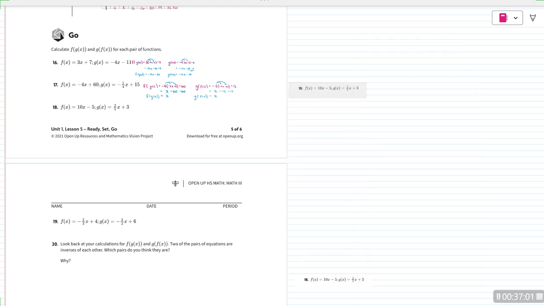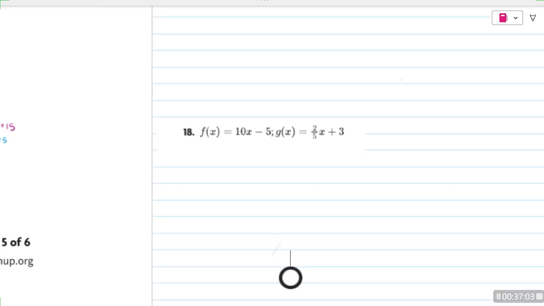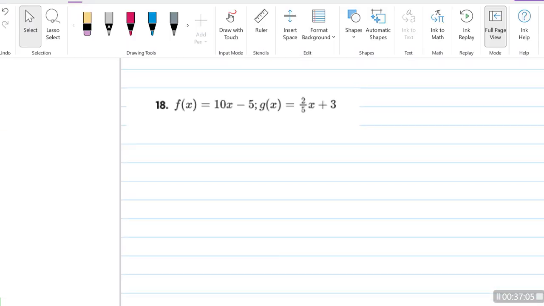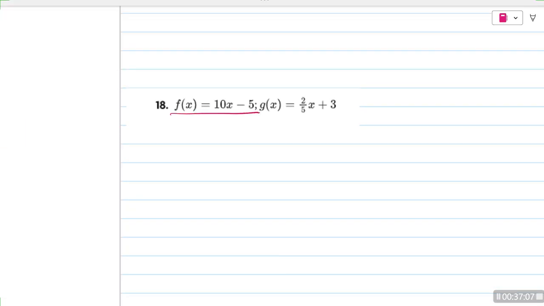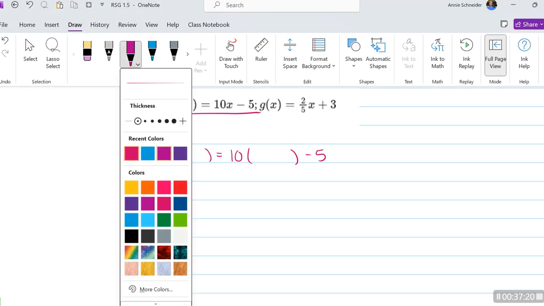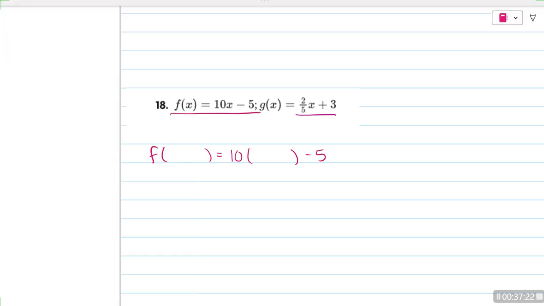All right, now 18. Let's zoom into 18. So 18, our f of x equation is 10x minus 5. But remember, instead of writing x, I'm going to leave that space so I can fill in the equation for g of x. g of x is 2/5 x plus 3.